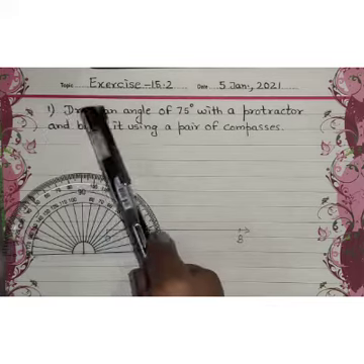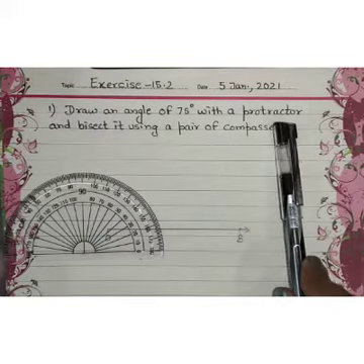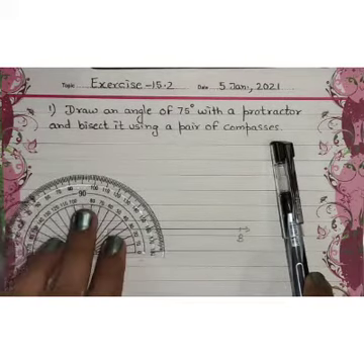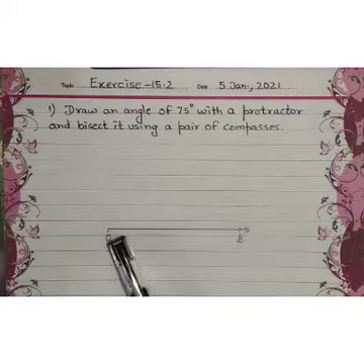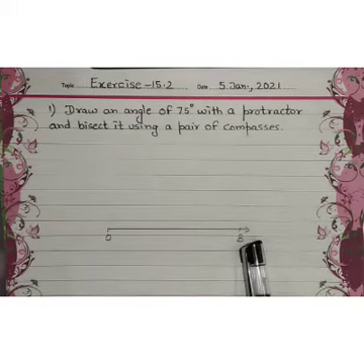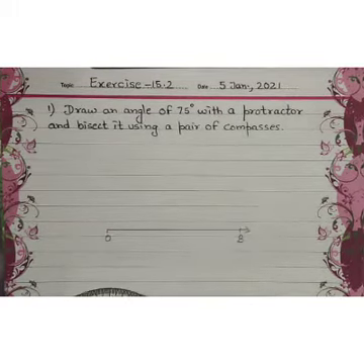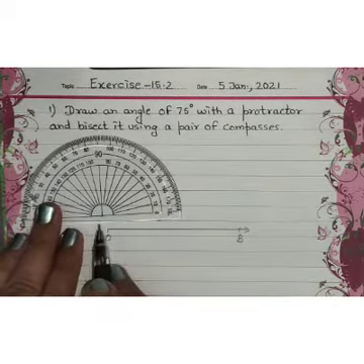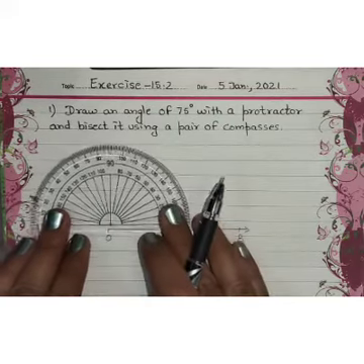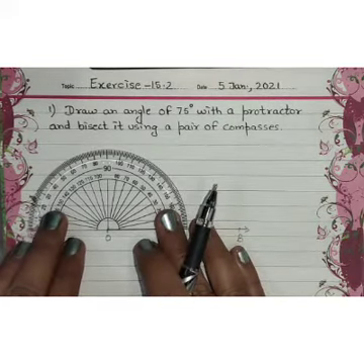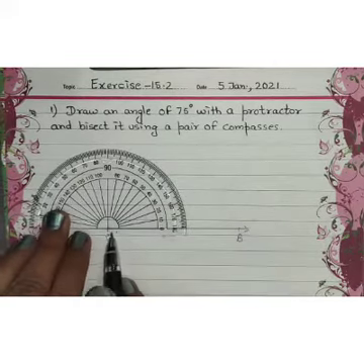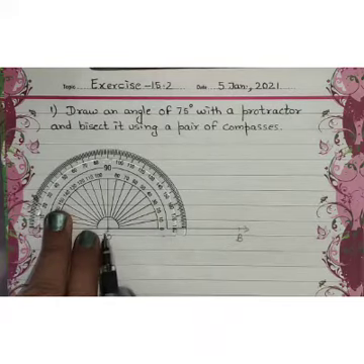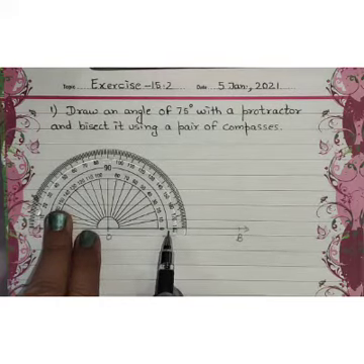Question number 1. Draw an angle of 75 degree with a protractor and bisect it using a pair of compasses. For this, we have to draw 75 degree angle first. We draw a ray OB and now we keep protractor such that the starting point of ray, that is O, and this point of protractor will lie on each other. And baseline of protractor and ray coincide with each other. Now, this baseline will represent 0 degree angle.